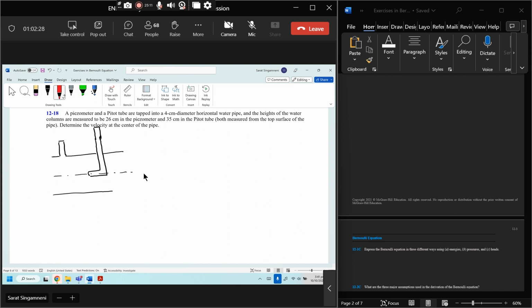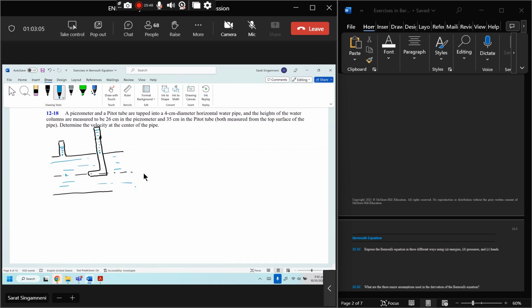And your water that is flowing in the tube, here it will rise to some height. That is the P static at the center here. And it will rise to a different height here. That is the P static plus V squared over 2g, the kinetic, or the pressure due to the velocity.